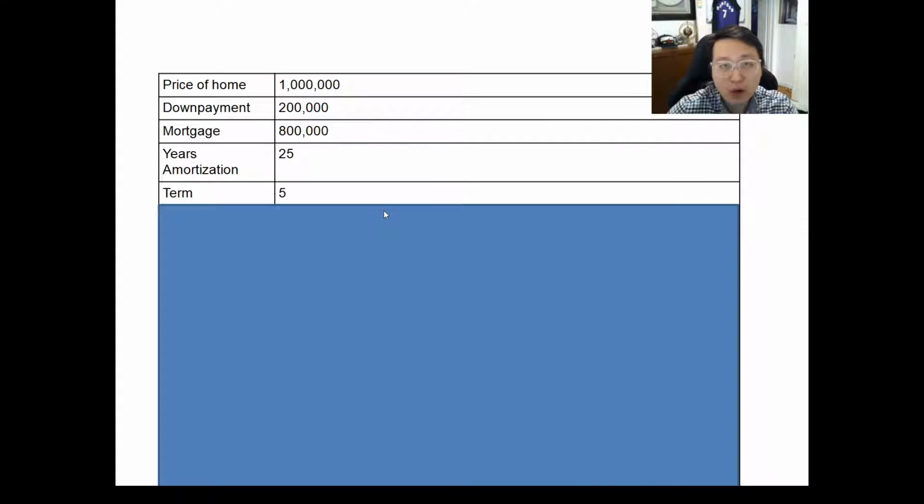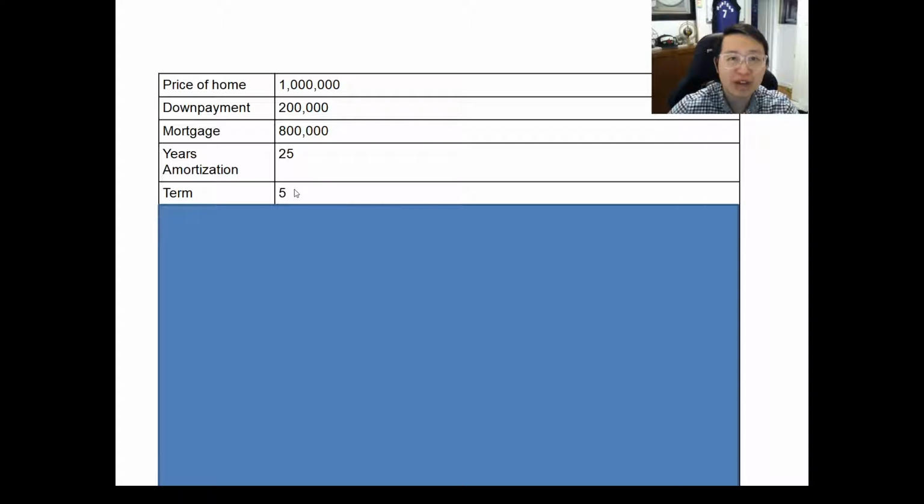So today we're going to be going over a theoretical home that you're buying for $1 million with a down payment of $200,000, which means the amount that you're borrowing from your lender, aka the mortgage, is $800,000. The 25 years of amortization is referring to the total amount of time that you're going to be taking to pay off the mortgage of $800,000.